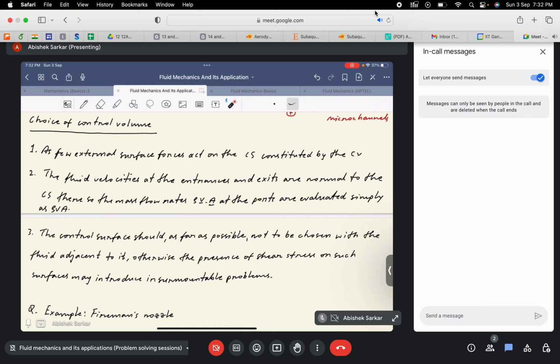The fluid velocities at the entrances and the exits are normal to the control surface there, so the mass flow rates, rho v dot A, at the ports are evaluated simply as rho v A. Since it is a dot product, the angle between the area vector and the velocity vector is zero, so rho v dot A will basically give us rho v A. So it becomes quite simple. This is one more important factor.